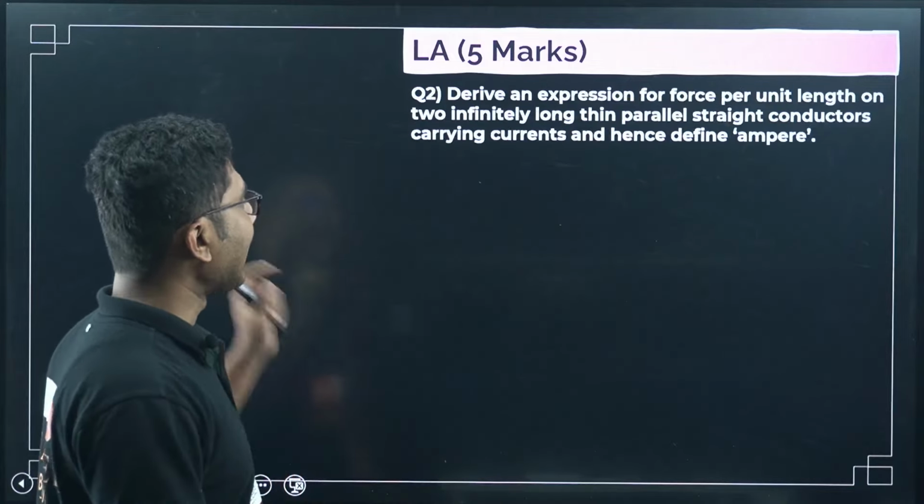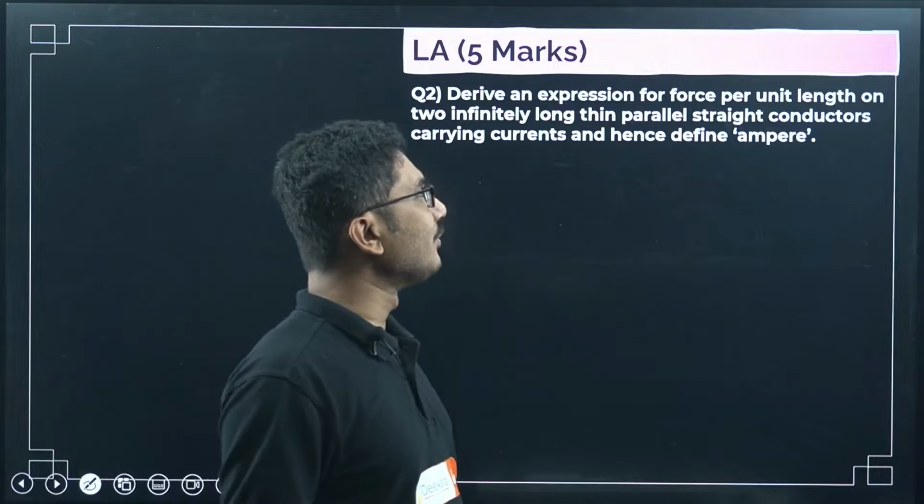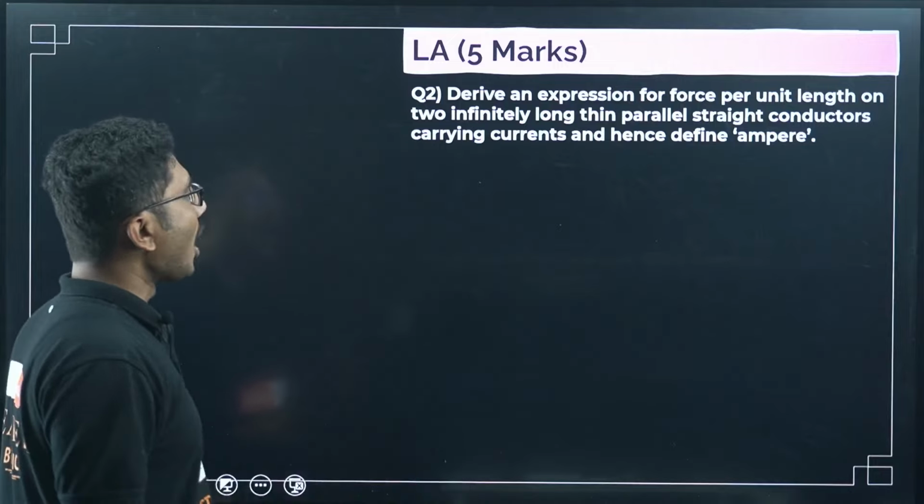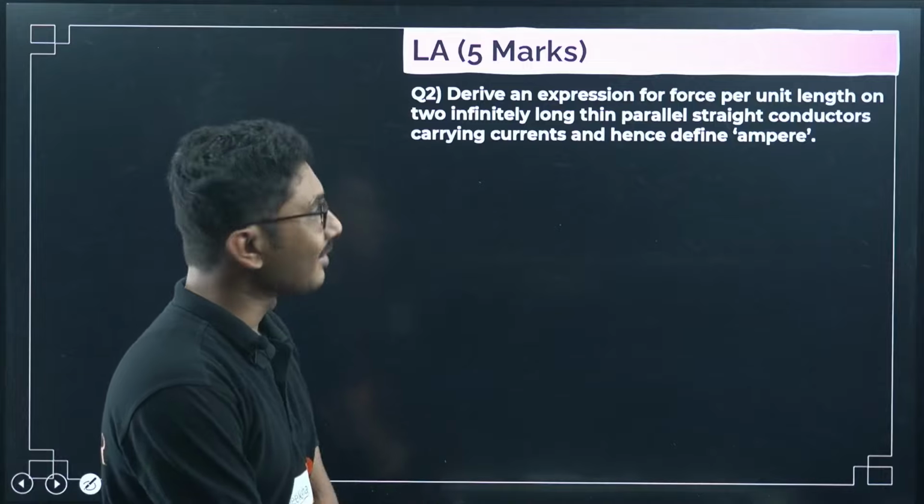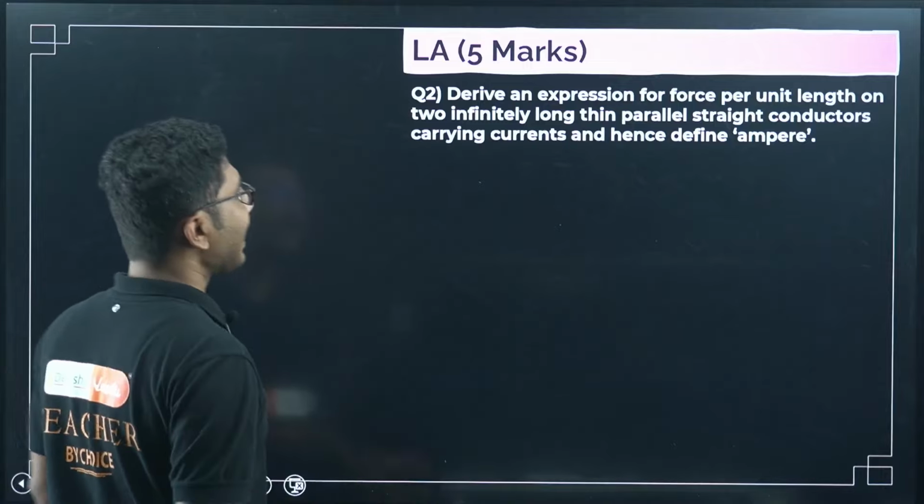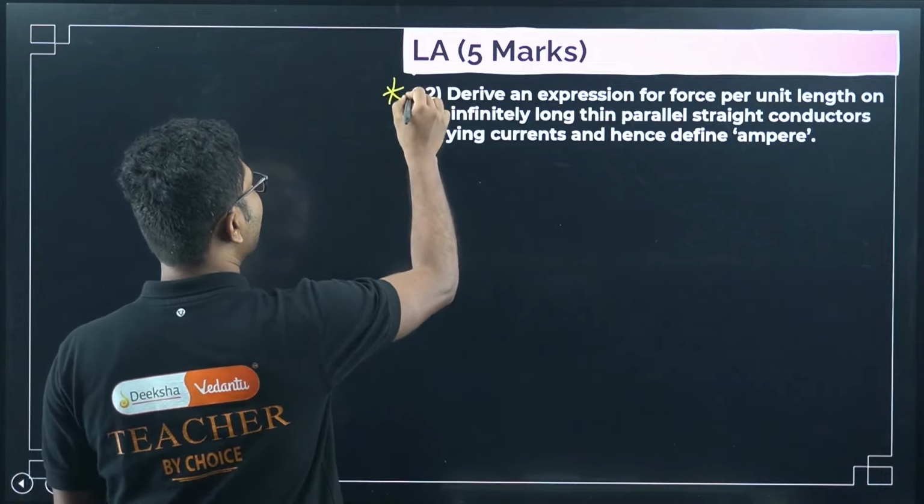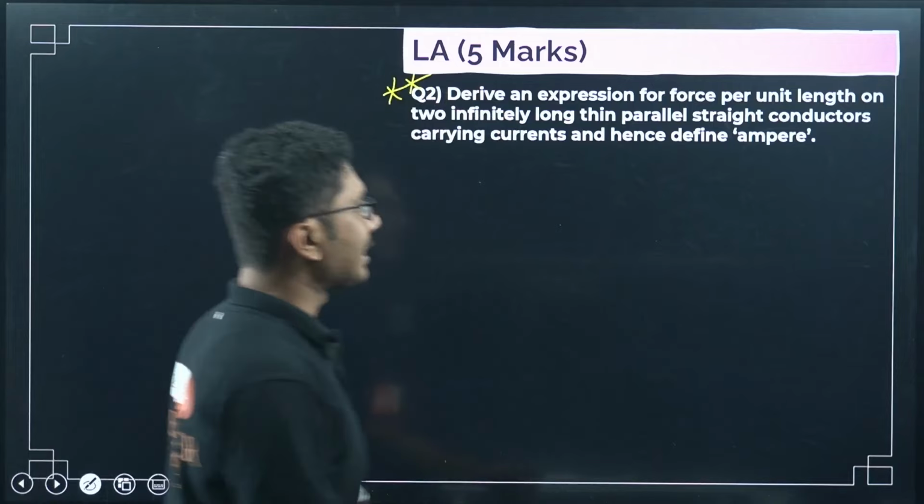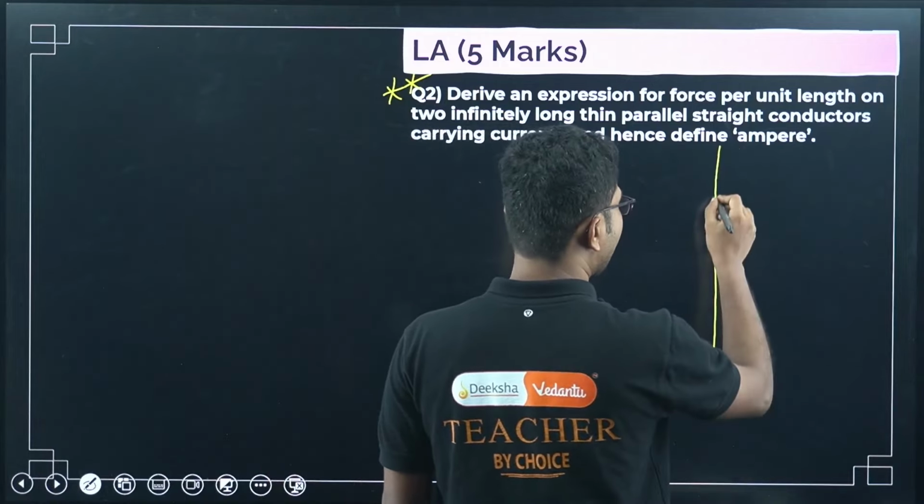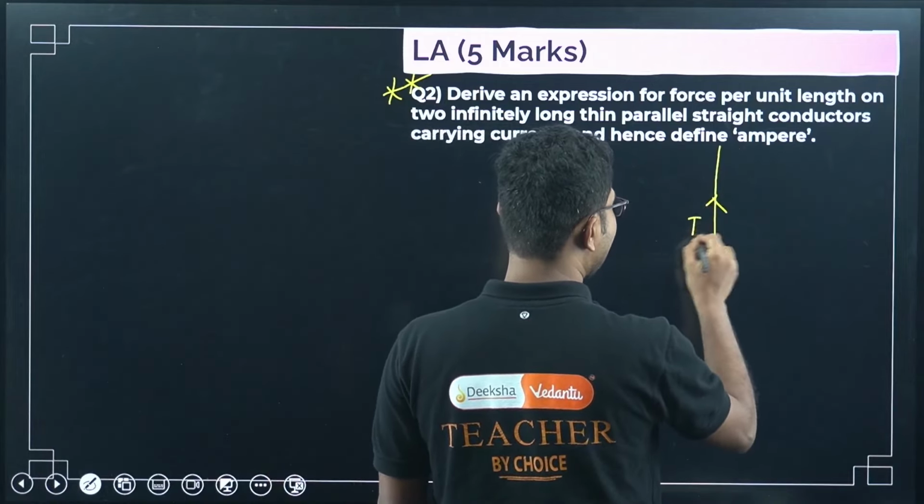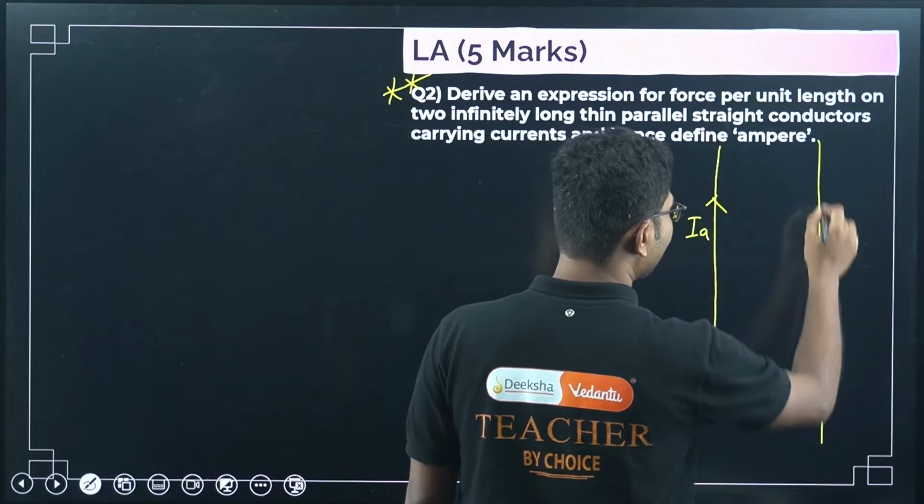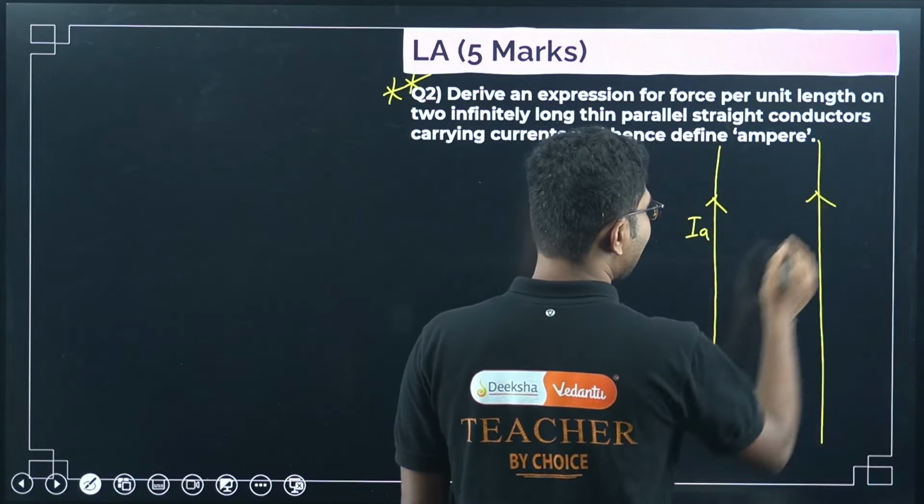Now derive an expression for force per unit length on two infinitely long thin parallel straight conductors carrying current, and hence define ampere. This is a very, very important question. So again, two current carrying conductors, one is carrying current IA. I have drawn this diagram. Suppose the second one is carrying current IB.